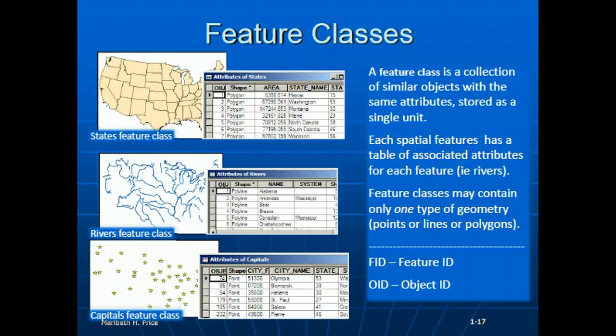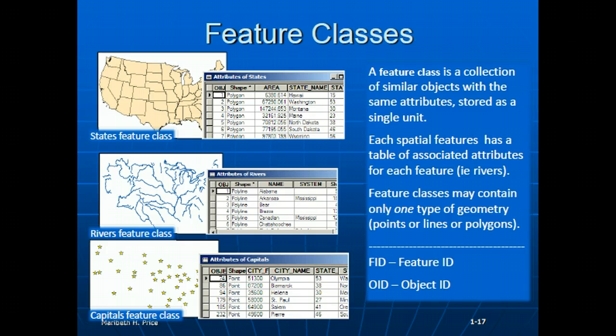Points, lines, and polygons represent features and are represented as feature classes when there is a collection of similar objects, such as a number of cities, which would be points, a class of rivers, which would be lines, or lots of land, which would be represented by polygons.